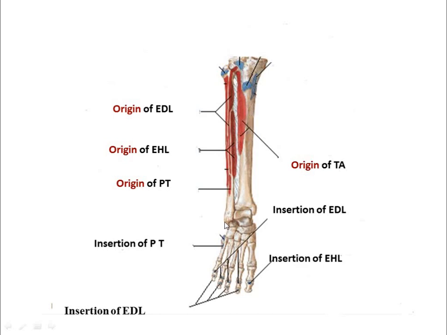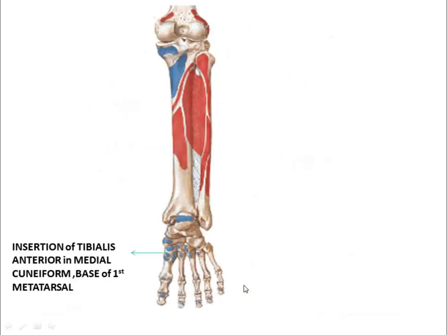The peroneus tertius goes to the fifth metatarsal bone, extensor hallucis longus to the base of the distal phalanx of the great toe, extensor digitorum longus to the bases of the middle and the distal phalanges of the lateral four toes. The tibialis anterior to the medial cuneiform and base of the first metatarsal bone.